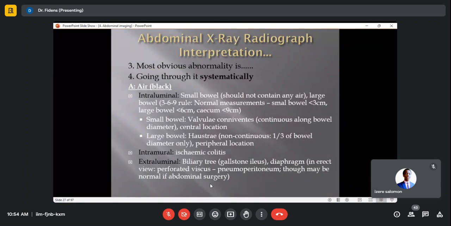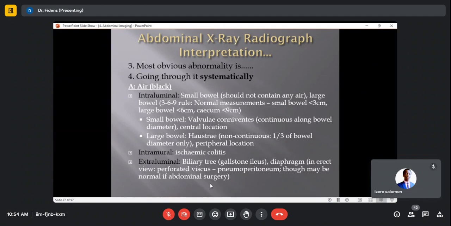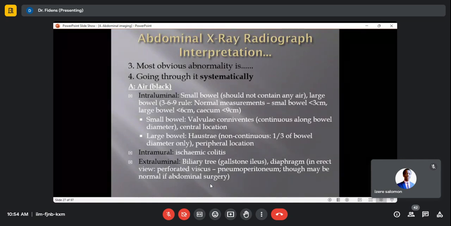So for air, you have to look at it in three ways. Either it is intraluminal, and for intraluminal, differentiate the small bowel and the large bowel. Intramural, in the wall, think of infection, ischemic colitis. And extraluminal, either in the biliary system, still about infection of the GIT, or free air under the diaphragm, think of pneumoperitoneum. Okay, free air in the peritoneal cavity.